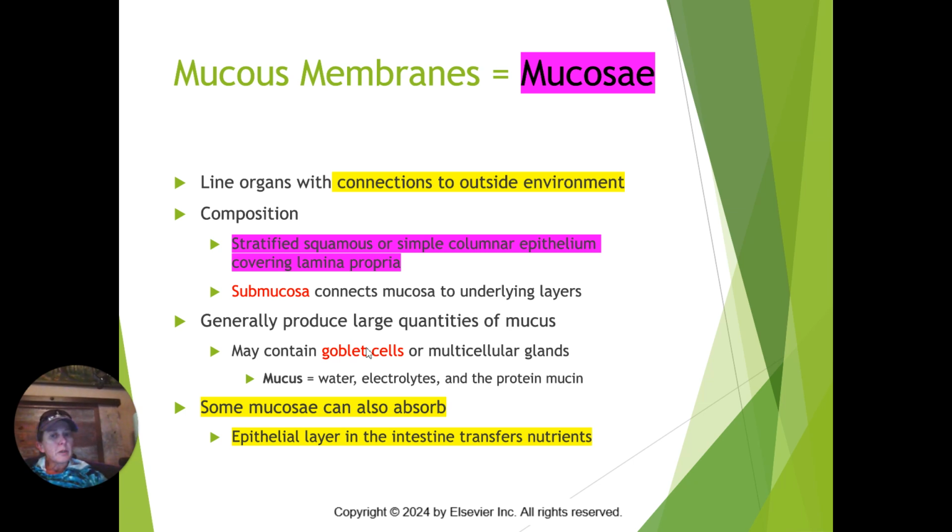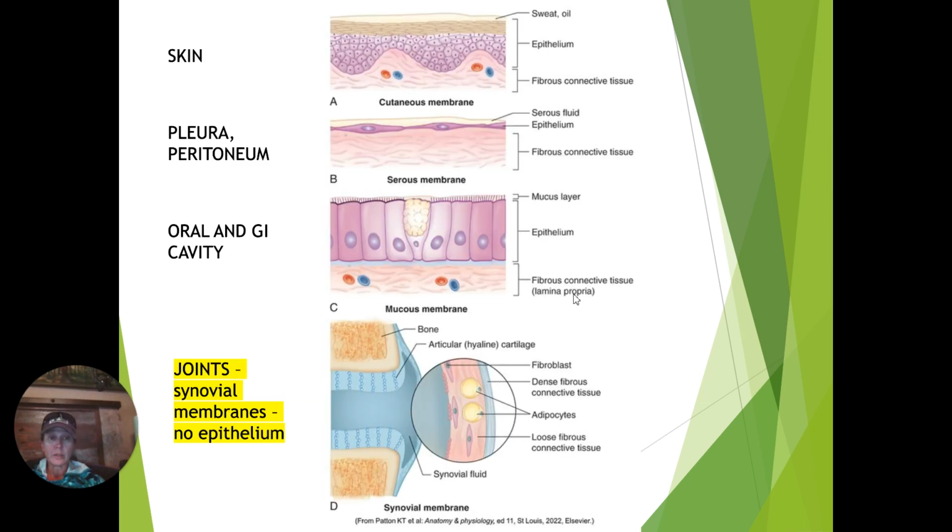Mucous membranes typically produce large quantities of mucus, therefore they contain goblet cells, which are our unicellular glands, but they can also contain multicellular glands. And some mucosa also have the ability to absorb nutrients. For example, in the intestine, the epithelial layer is important in nutrient transfer.